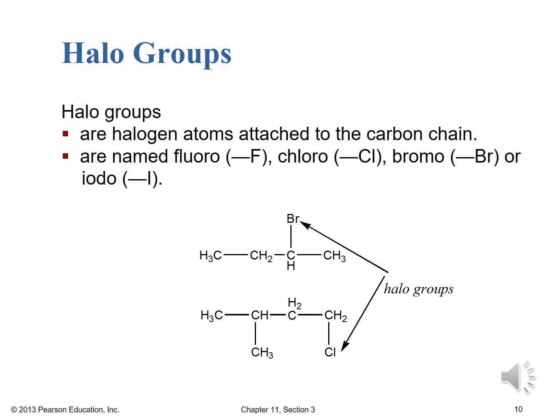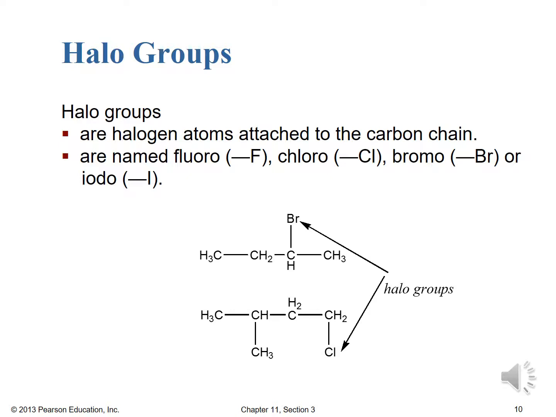And while we're complicating things, let's go ahead and throw in heteroatoms. When I say heteroatoms, I mean something other than a carbon or a hydrogen. So halo groups are an example of heteroatoms. So they're halogen atoms attached directly to the carbon chain, or the carbon ring, as the case may be. And they're named just like the halogen, only you take the root and put an O ending. So instead of fluorine, you say fluoro. Instead of chlorine, you say chloro. Bromine becomes bromo, and iodine becomes iodo. So there you have it.